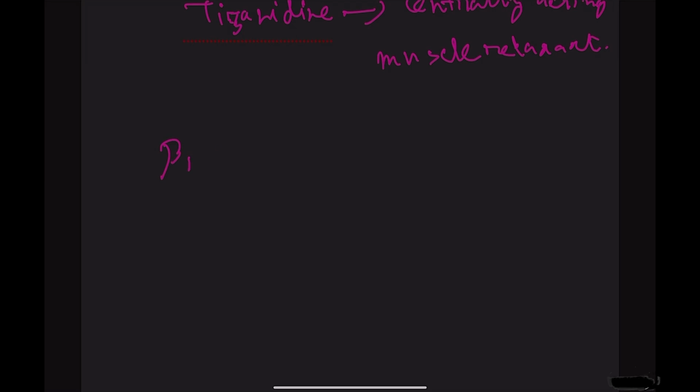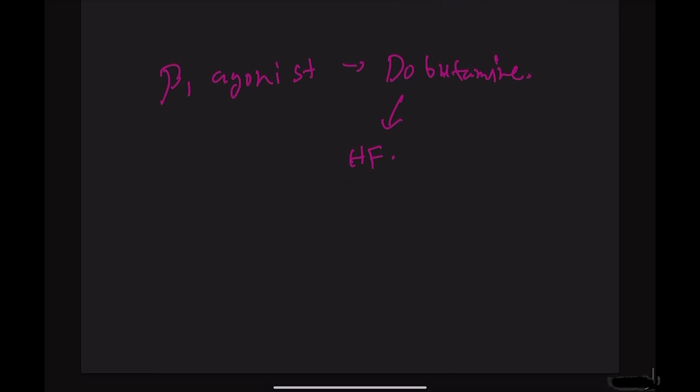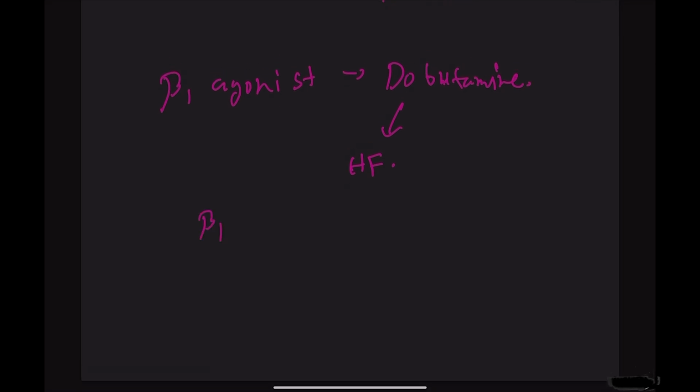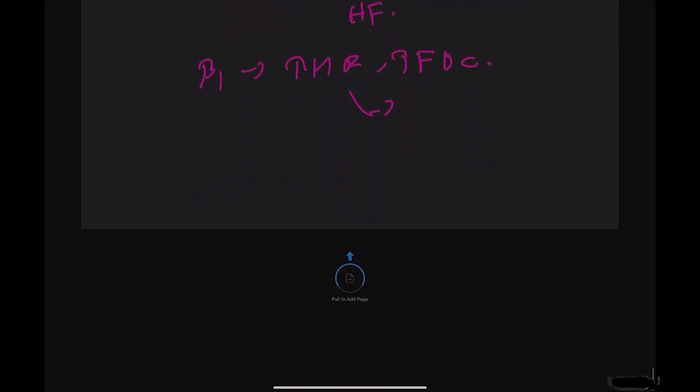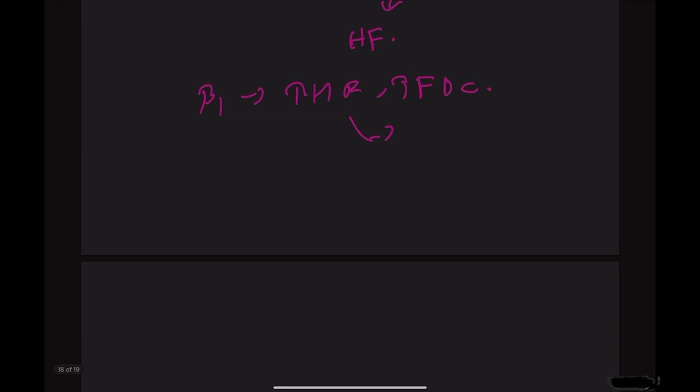Then there is this beta-1 agonist called dobutamine, and we use this drug in heart failure. In heart failure, the heart fails to pump blood, it fails to meet the body's demand. So what dobutamine does is it stimulates the beta-1 receptor, increases the heart rate and also increases the force of contraction and helps the heart to pump blood, so it increases the pumping of the heart.